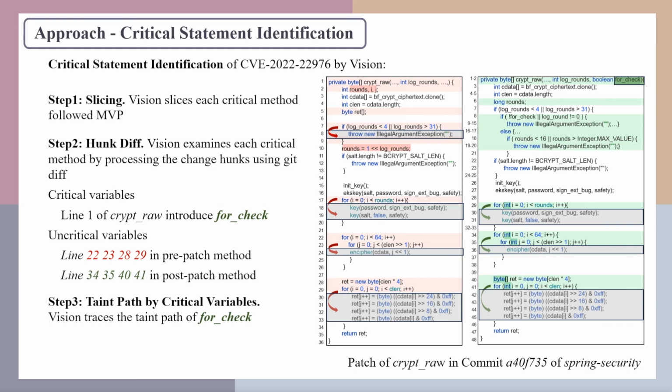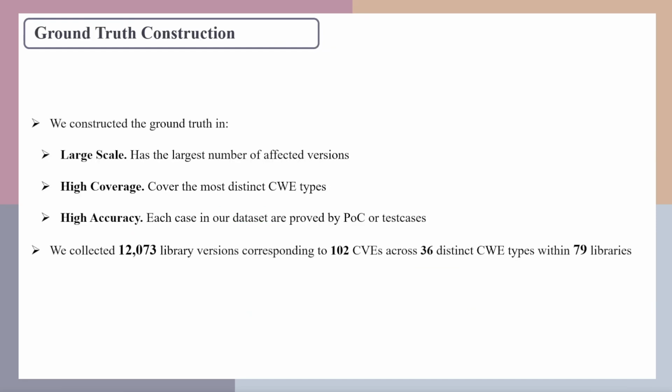To evaluate Vision, we construct a large-scale database with high coverage and accuracy. It contains 12,073 library versions corresponding to 102 CVEs across 36 distinct CWE types within 79 libraries.